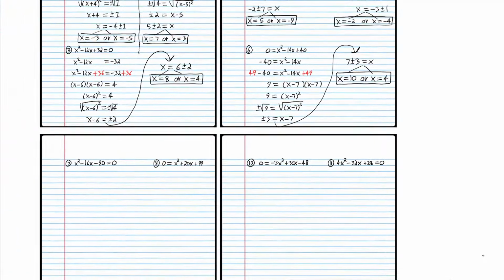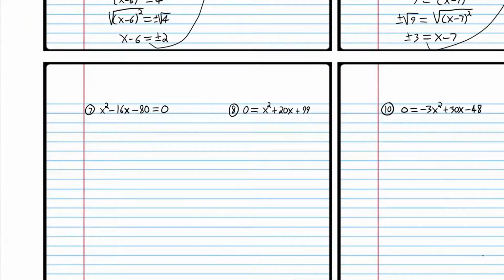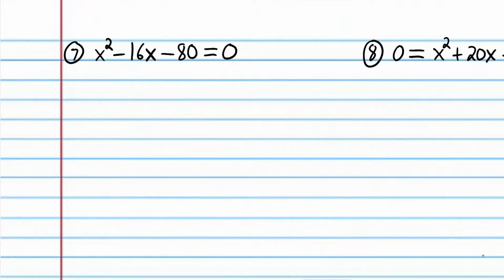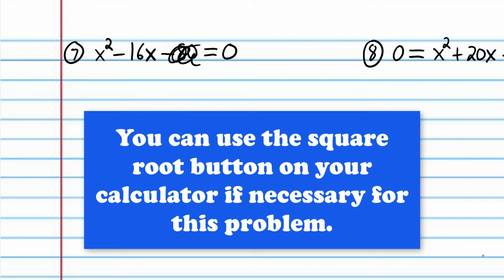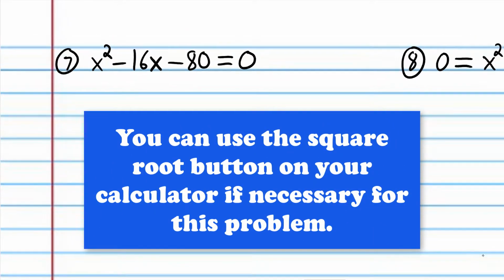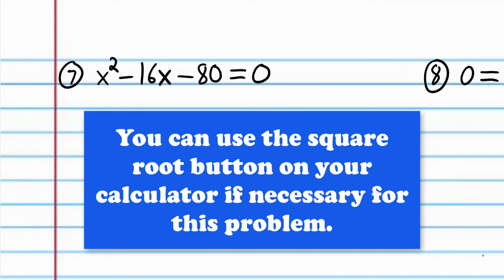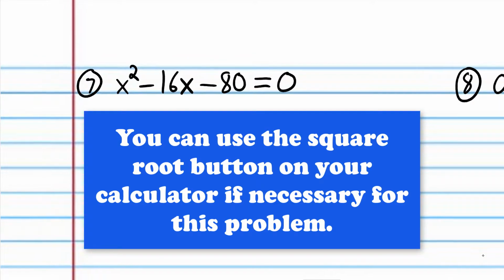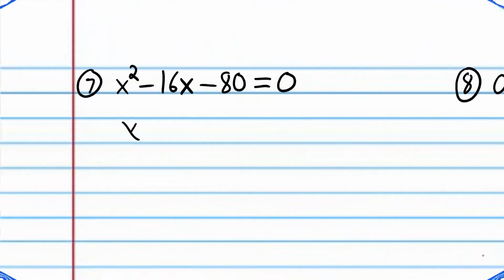Okay, on to problem number 7. Again, you want to get the 80 on the other side. That's the first step. This problem might be a little harder, well, it's not going to be that big of a deal. So go ahead and try number 7, and when you come back, we'll do it together. All right, we're back.